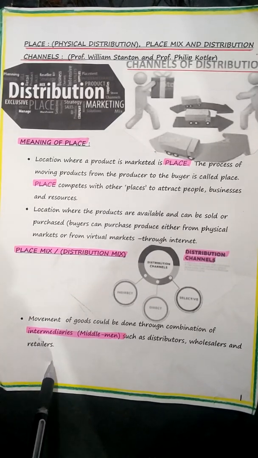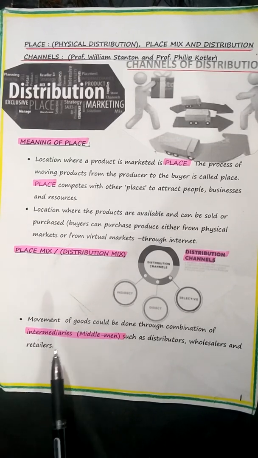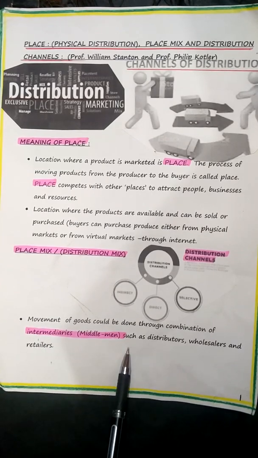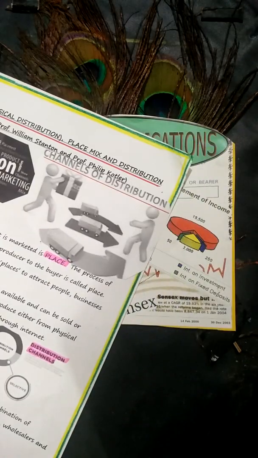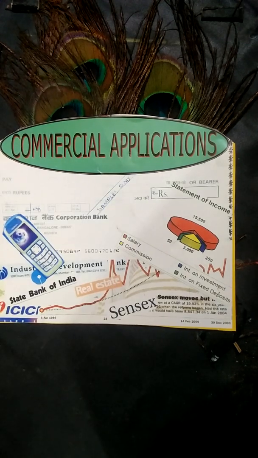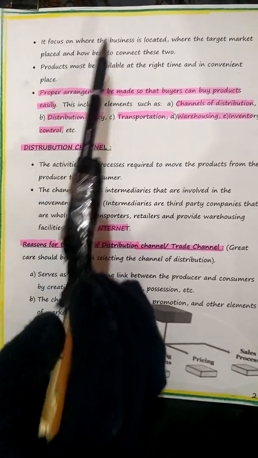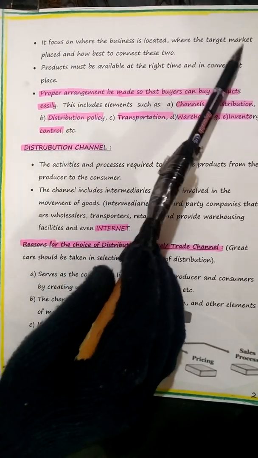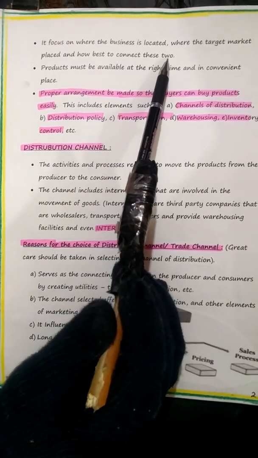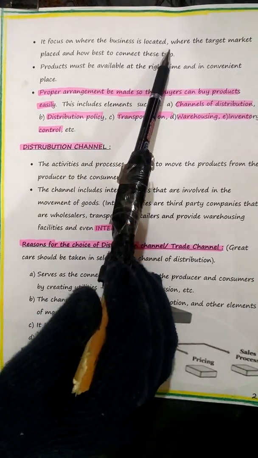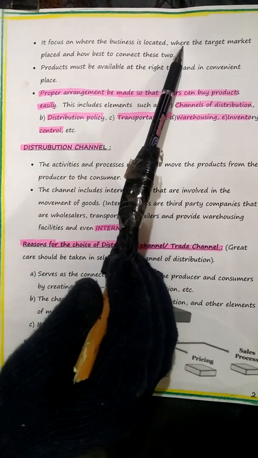One more point here, children. Use of the right place, I repeat, use of the right place: a company can increase sales and get a greater share of the market. What does a greater share of the market mean? It means increased revenue and profit. The second important point: when you locate a place correctly, it focuses on reaching the right target customer at the right time. So the focus is where the business is located, where the target market is placed, and how to best connect these two. Please make a note, children. Correct placement focuses on reaching the right target customer at the right time.